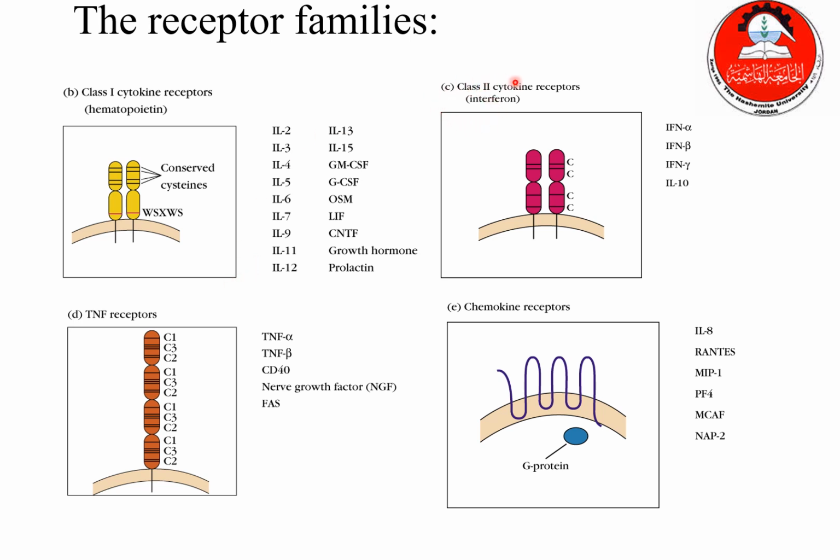So this is the interferon class 2 cytokine receptor, interferon alpha, beta, gamma, and interleukin 10. Here we have the tumor necrosis factor receptors, tumor necrosis factor alpha, beta, CD40, nerve growth factor, and the FAS. And we have the chemokine receptor, interleukin 8, RANTES, MIP1, PF4, MCAF, and the NAP2.